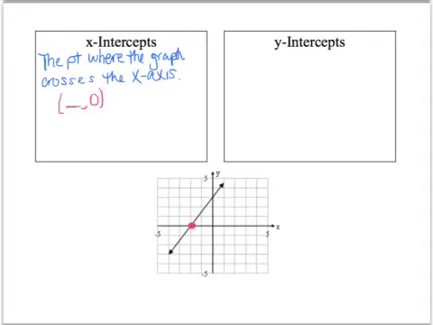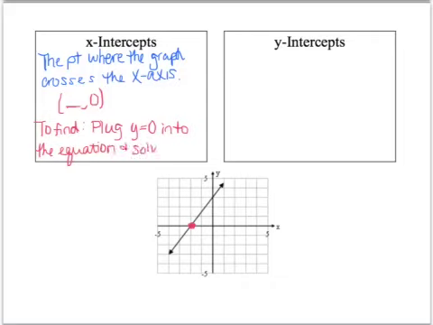So if you're going to find the x-intercept, then you need to plug 0 in for y, or substitute 0 for y, into the equation, or the function, and then you solve for x. Now to talk about the y-intercept, that's going to be the point where the graph crosses the y-axis.